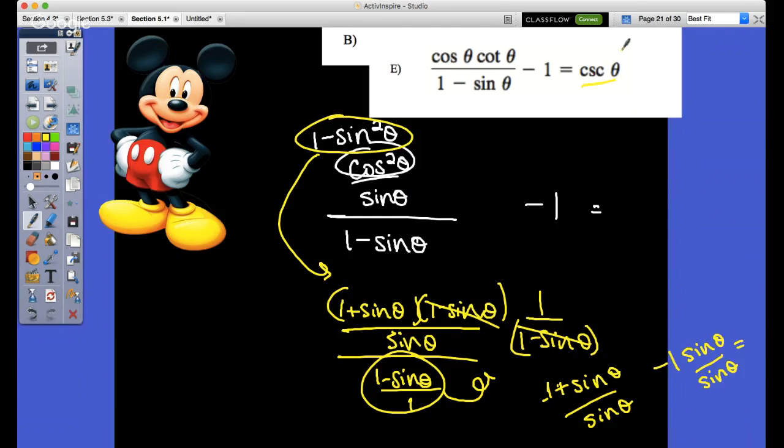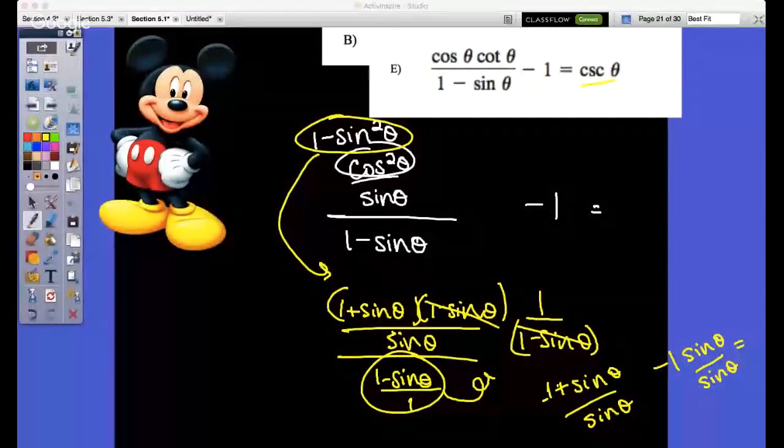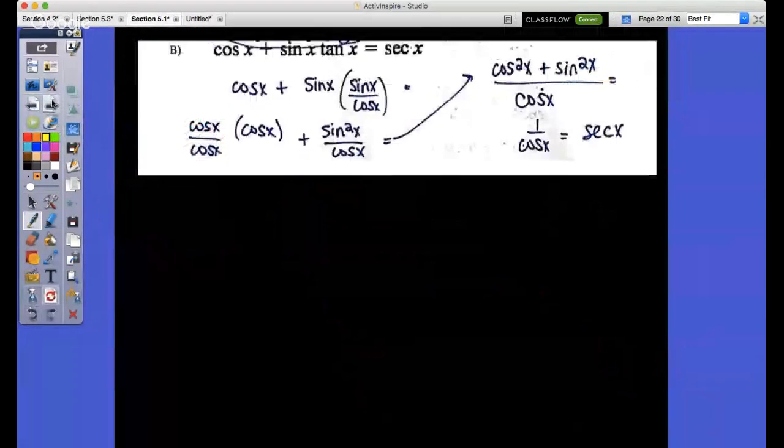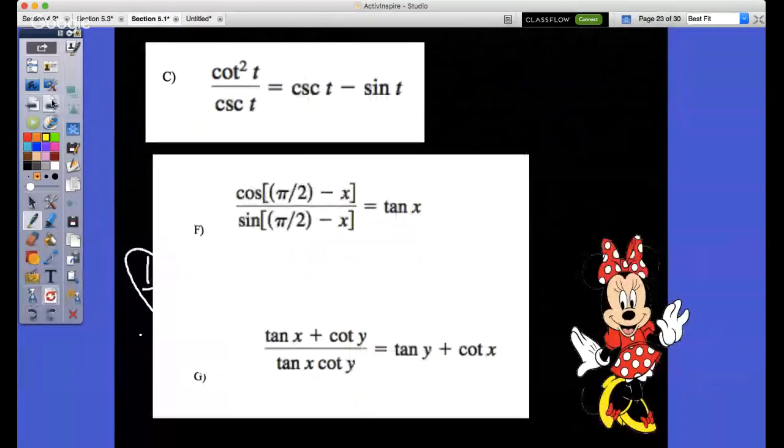So I just want you to see that there are multiple ways of attacking this. And the big thing is just making sure you show your work and prove to me that you know what you're doing on the given problem that's at hand.